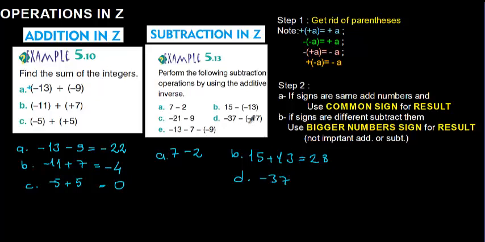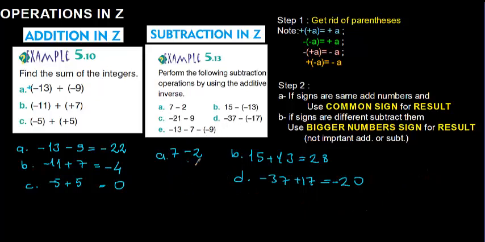Minus 37, minus and minus we have here, minus 37 and minus 17, it's going to be equal to plus 17. Now the signs are different, minus 37 and plus 17. The operation that I'm going to do is subtraction. I'm going to subtract them. First, 37 minus 17, it's going to be equal to 20. And use the bigger number's sign, between minus 37 and plus 17. Then 37 is bigger than 17, so the sign of 37 is minus. The result is going to be minus 20.